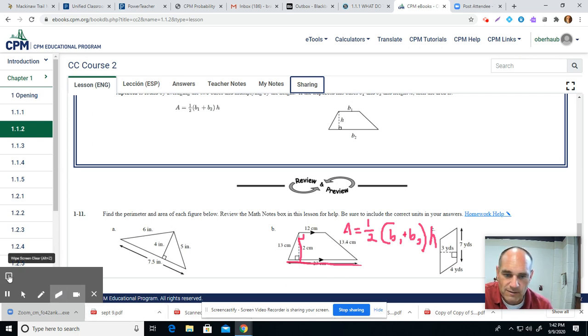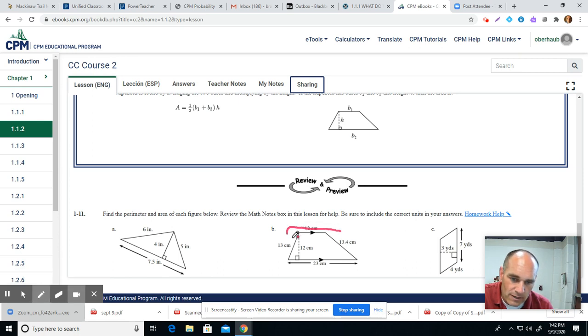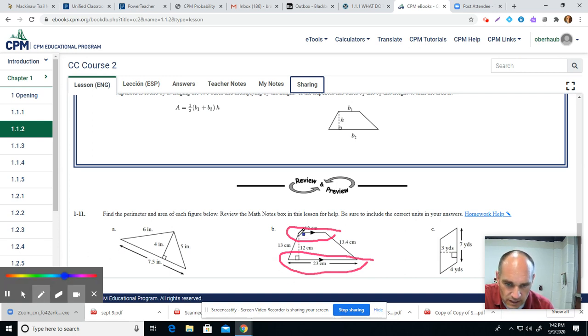Also, you could do this. On a trapezoid, the bases are always the two sides that are parallel to each other. So my bases would be 23 and 12. They're always parallel to each other. And then my height in this one is going to be the 12. Notice how this height makes a right angle with both of these bases. Okay? Oops, and I erased my formula.